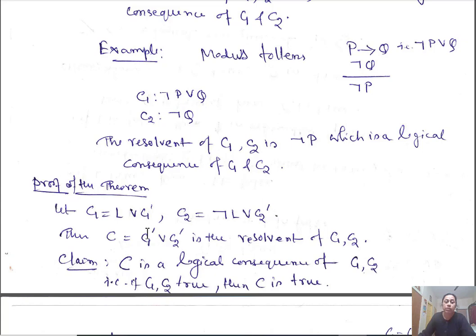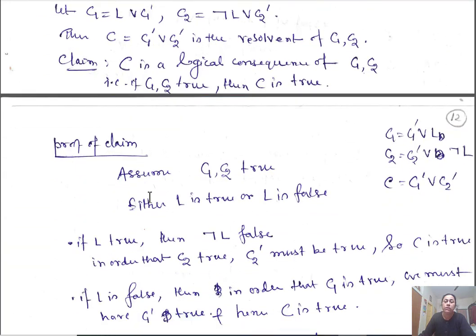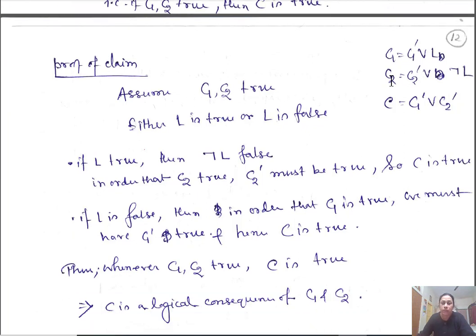Then C equal to C1 prime or C2 prime is the resolvent of C1 and C2. Okay, so we are going to show that C is a logical consequence of C1 and C2. That means if C1 and C2 are true, then C is also true. Assume C1 and C2 are true. Now I have the proof here. C1 is this one, C2 is this one.